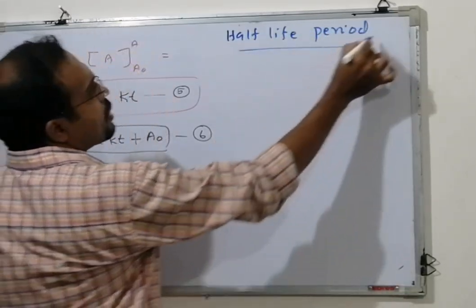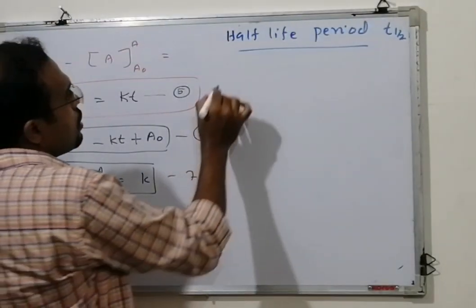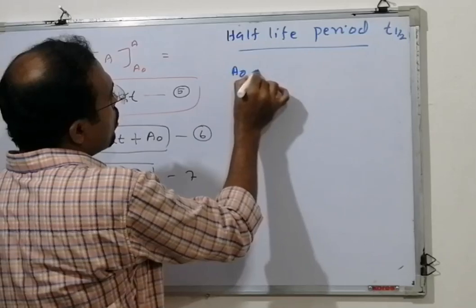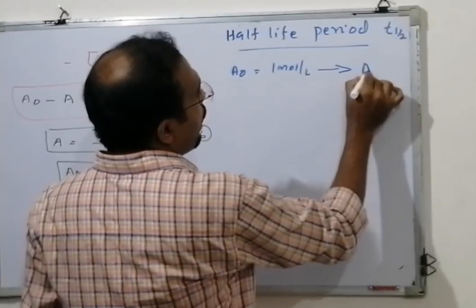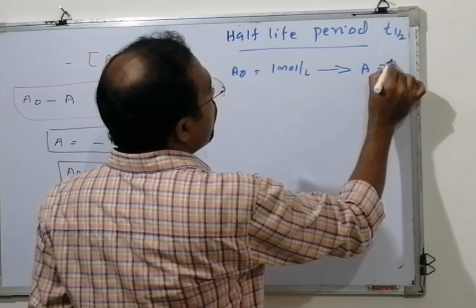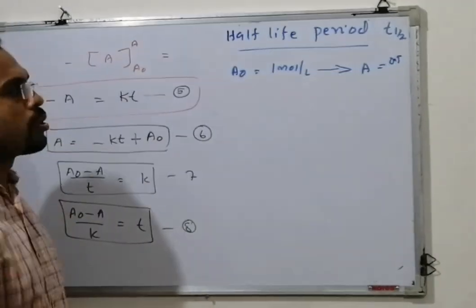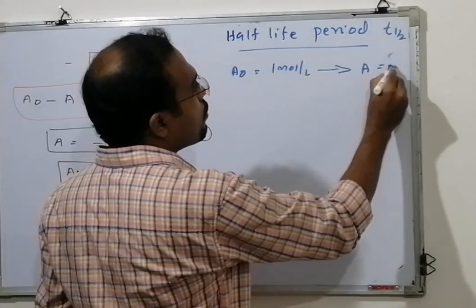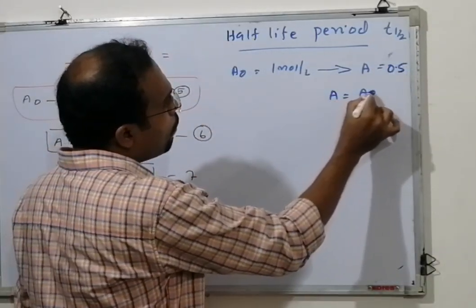What is half-life period? This is represented by t half. Suppose your A0 is 1 mole per liter. Now it becomes A, which is equal to 0.5 mole per liter. You know, this A is equal to A0 by 2.